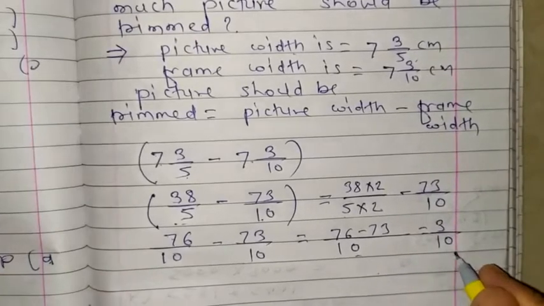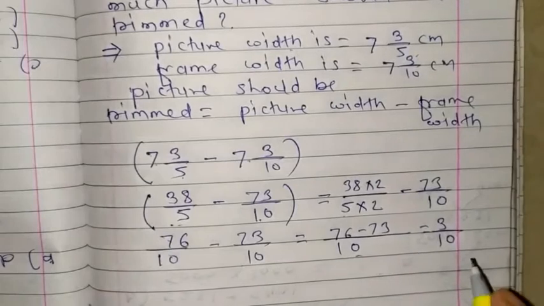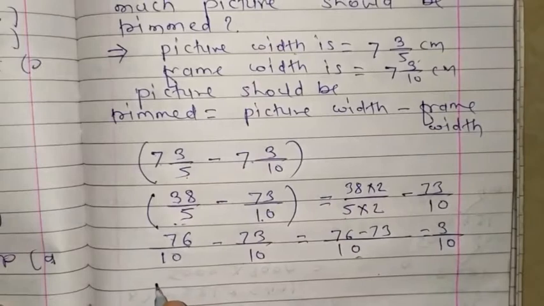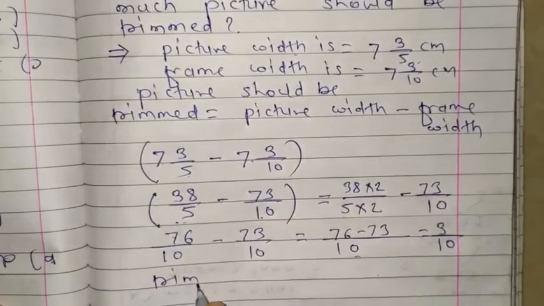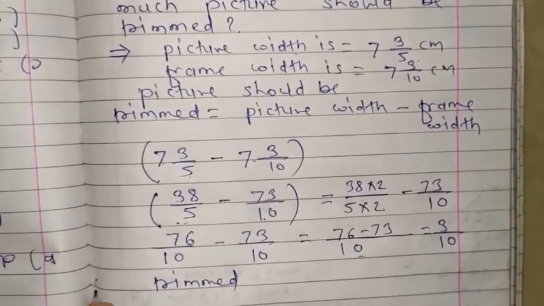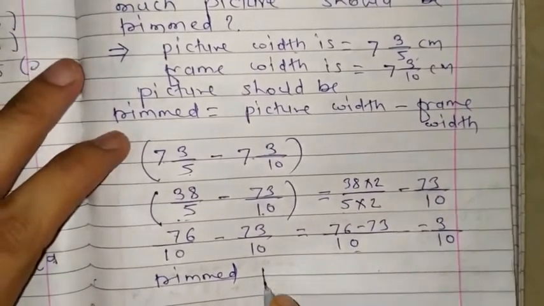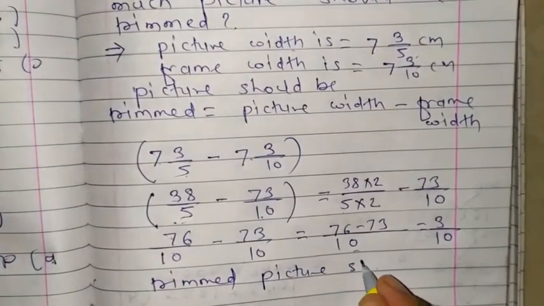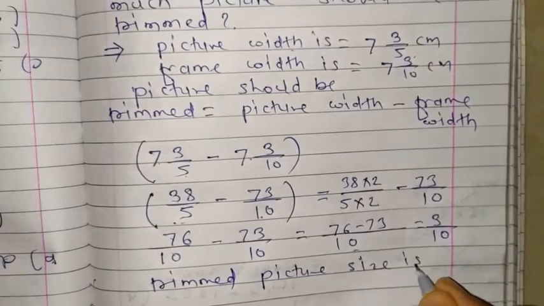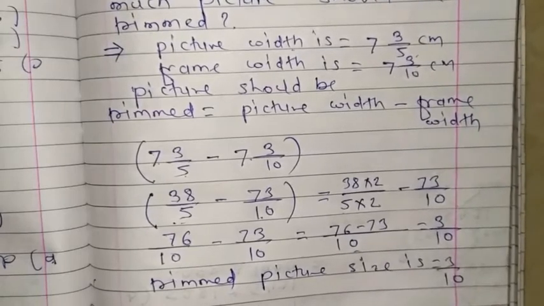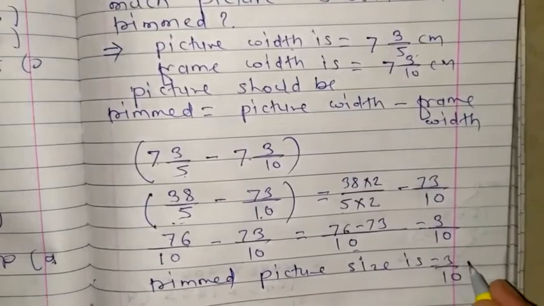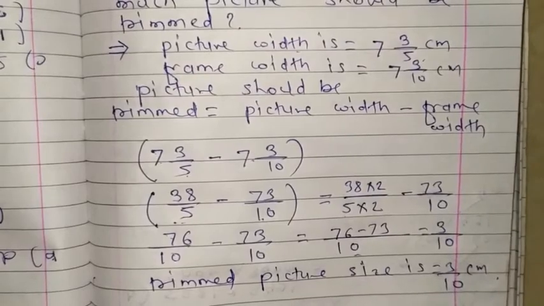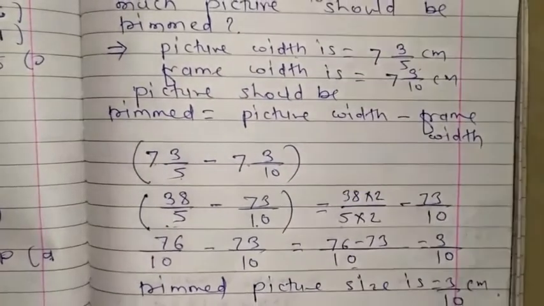Here the denominator is greater, so it's a proper fraction. So you can directly write here: picture trim size is 3/10. So the trimmed picture size is 3/10 centimeter. This is the answer of this question, and I hope you understood this. Now we go into the next question.